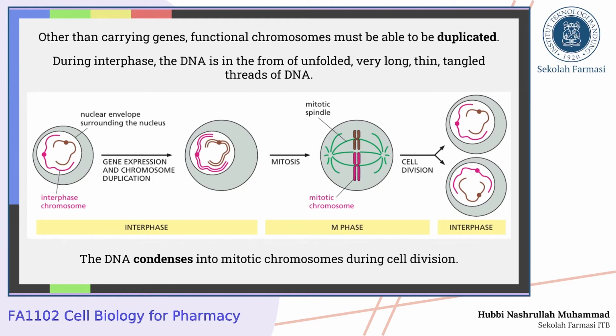Now, during interphase, gene expression, which is the process of creating proteins and RNA from DNA, occurs continuously. Hence, the DNA is in the form of structures called interphase chromosomes. Interphase chromosomes are unfolded, very long, very thin, and tangled threads of DNA. This structure allows the different enzymes that are involved in DNA replication and gene expression to recognize and bind to the DNA. However, during cell division, the interphase chromosomes condense into mitotic chromosomes, which have a very dense structure, as we've seen previously.